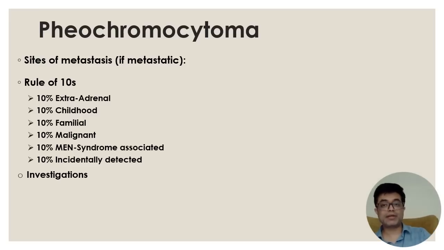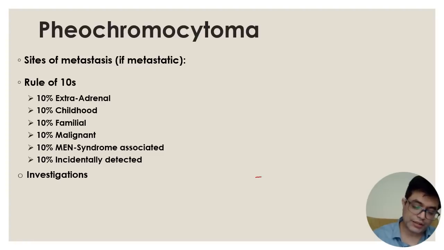If it is found to be metastatic, remember that not all patients are metastatic. Only 10 to 12% are found to be metastatic. But if it is metastatic pheochromocytoma, mostly that metastasis will go to lymph nodes, followed by liver, followed by bones, followed by lungs in the patient.